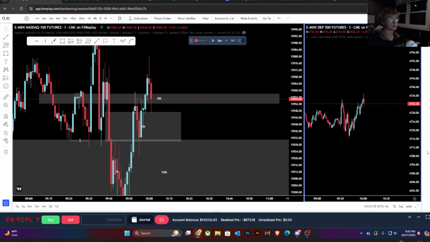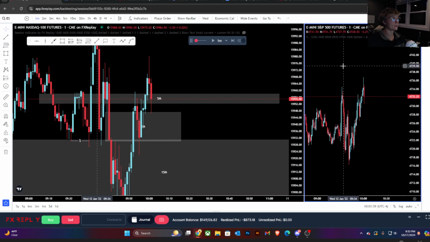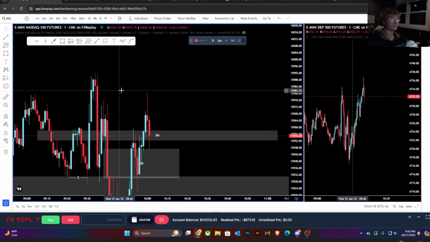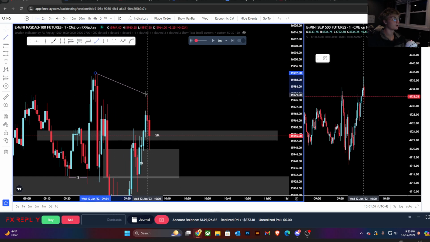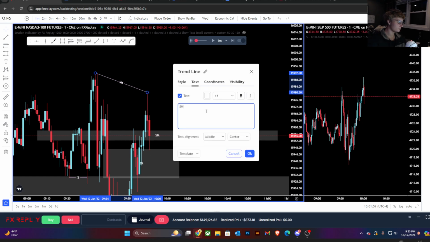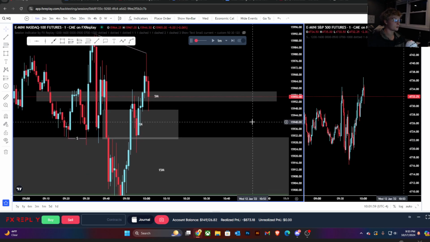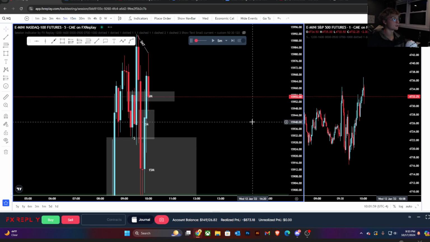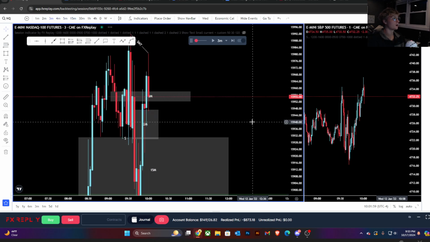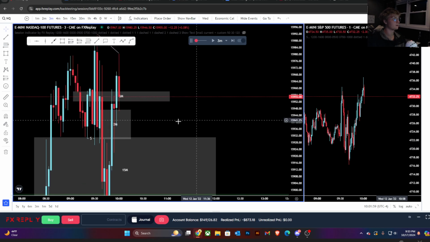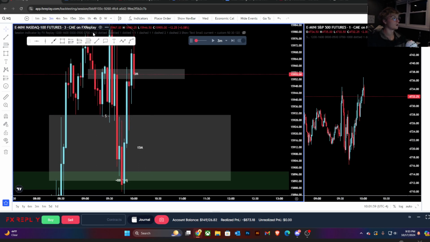Let's see if we got SMT or something here. Alright, nice. Bearish SMT. Let's look for shorts. We do have those data lows, which I do like a lot. Unfilled 3 minute as well.